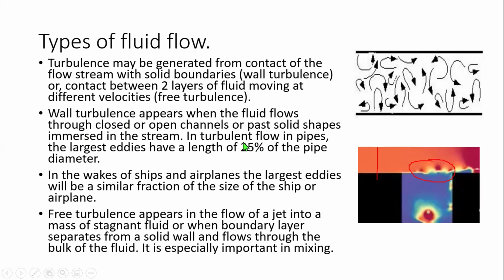So for turbulent flow in pipes, the largest eddy you can get would have a length that is about 25% of the diameter of the pipe. So there's a certain relation between the size of the eddy and the smallest dimension of the pipe. Then when we look at things like ships and airplanes, the largest eddies we can get would be a fraction of the size of the ship or of the airplane. Is that okay?